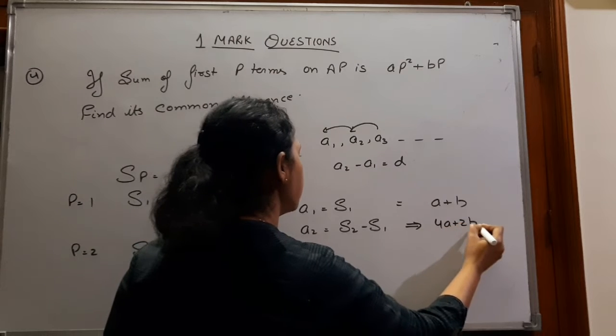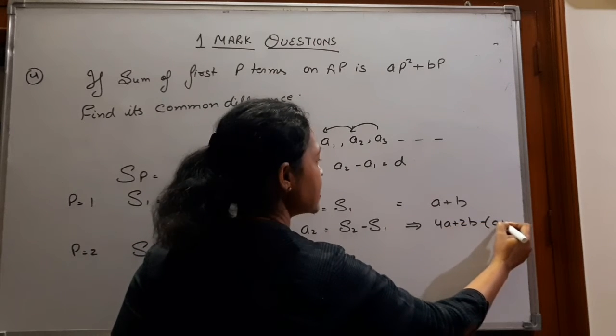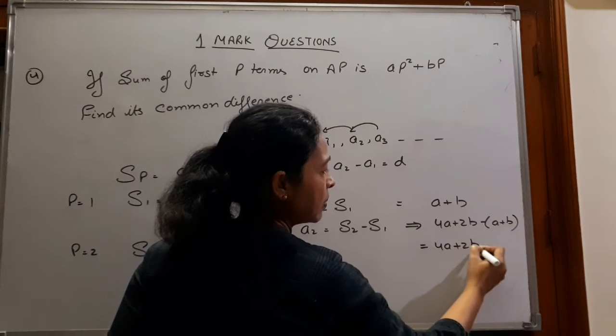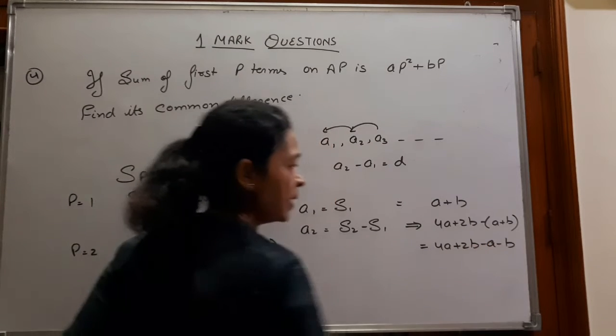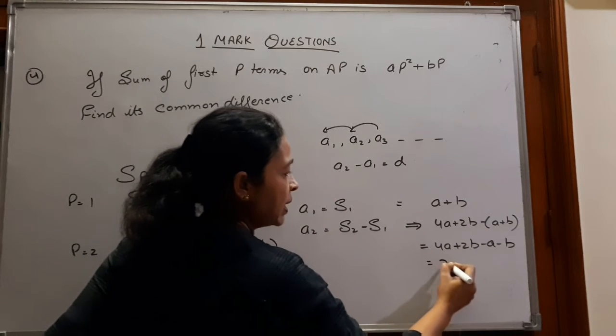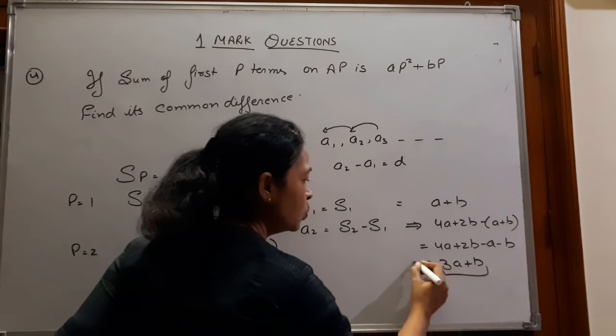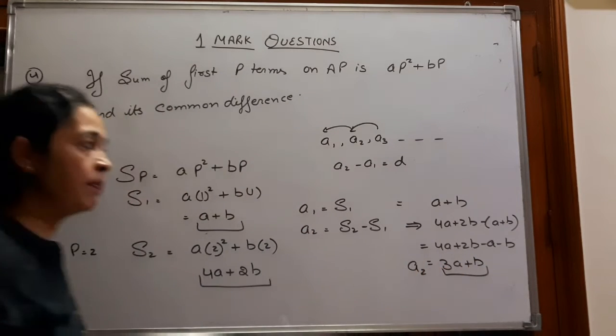4a plus 2b minus (a plus b). We have 4a plus 2b minus a minus b. We have 3a plus b. This is a2. a1 is a plus b.